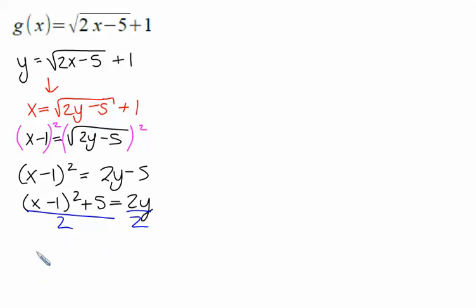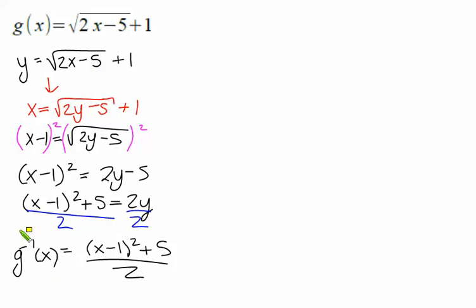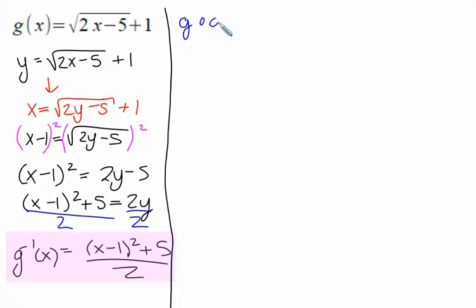So what we end up with is that y is equal to x minus 1, the quantity squared, plus 5, all over 2. But instead of calling it y, we would need to call it the inverse. So this is going to be g inverse of x. Please make sure you use the correct lettering. That will be an important thing, and it will be something that I look for on a test or a quiz. So now to verify inverses, we need to do 2 things.